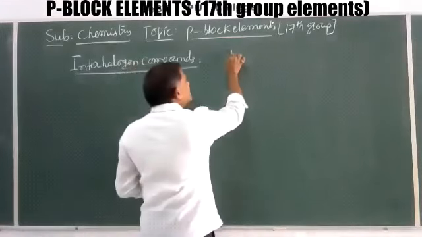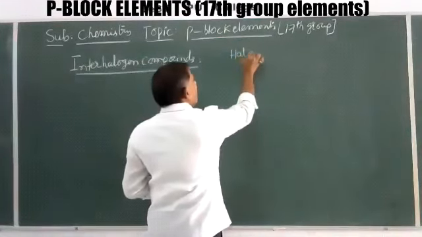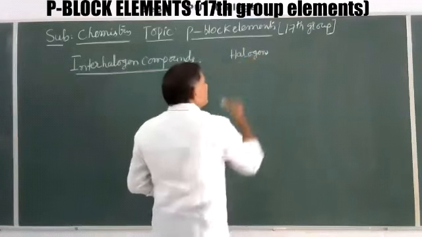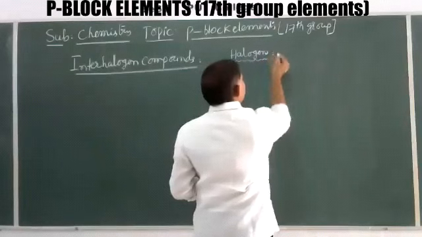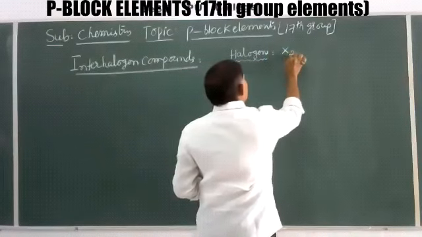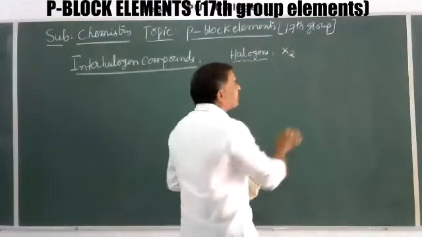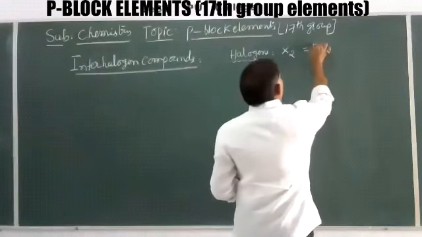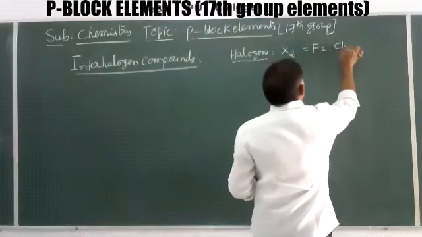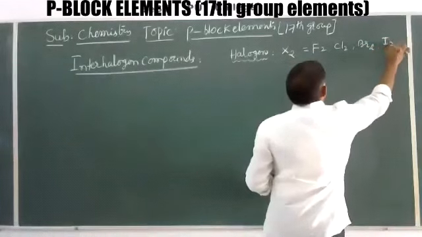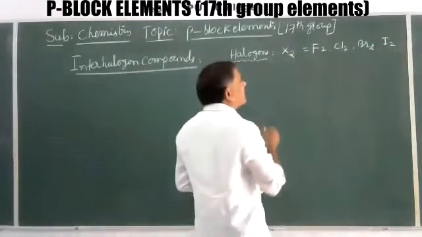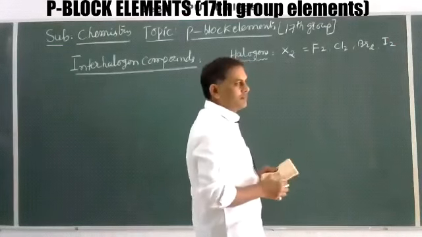Halogen molecules, we know, generally exist in a molecular state, that is X2. Now, fluorine, chlorine, bromine, iodine, and astatine, which is a radioactive element, are in a molecular state.